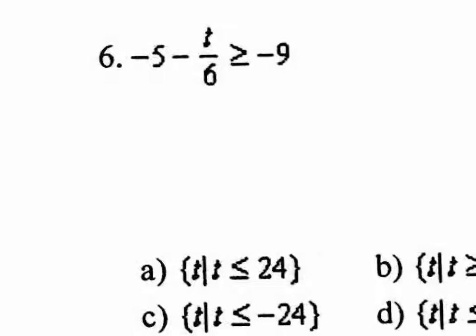So you could either multiply everything by 6, or you could get rid of the minus 5 first by adding. It's totally up to you guys. I think a lot of students hate fractions, so let's just get rid of the fraction right off the bat by multiplying everything by 6.